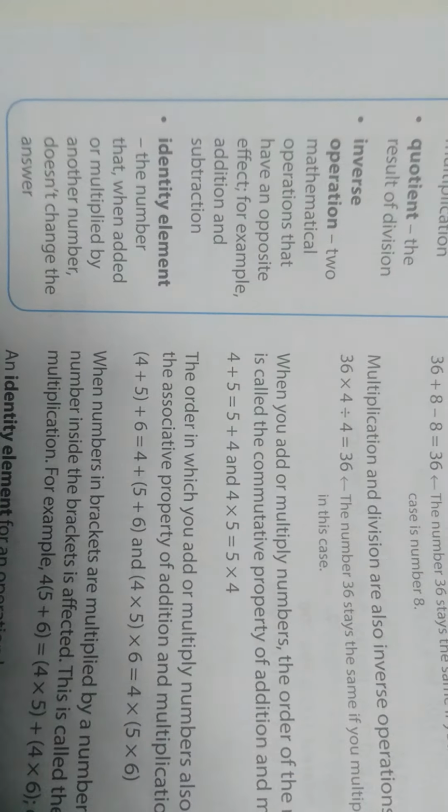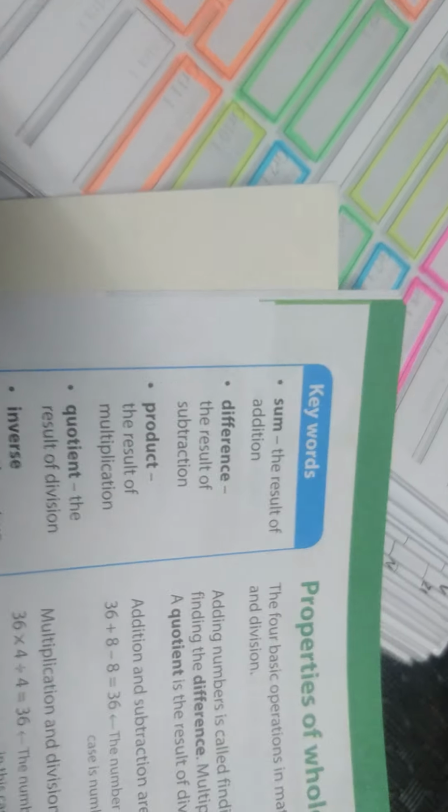You are going to write today's date. Your heading is whole numbers and your subheading is properties of whole numbers. Okay? Once you are done with that, make sure that you underline your date and heading.